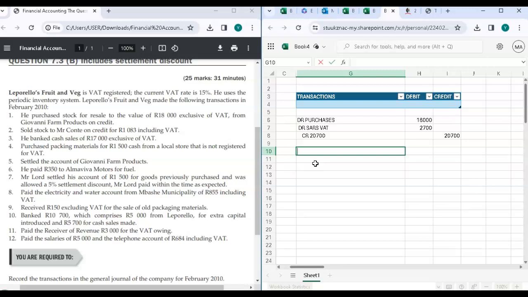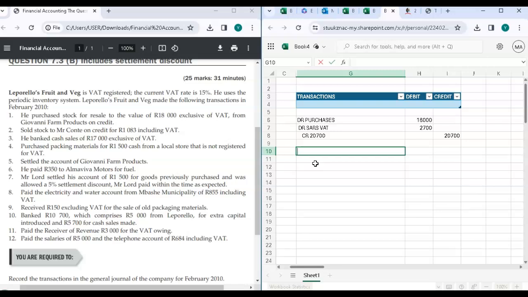If this wasn't a VAT transaction and was just selling stock to a customer on credit, what would it be? It'll be debit debtors control, credit sales. Okay, that's how you would have done it. But obviously, debtors control is trade receivables in university. So debit trade receivables, credit sales.